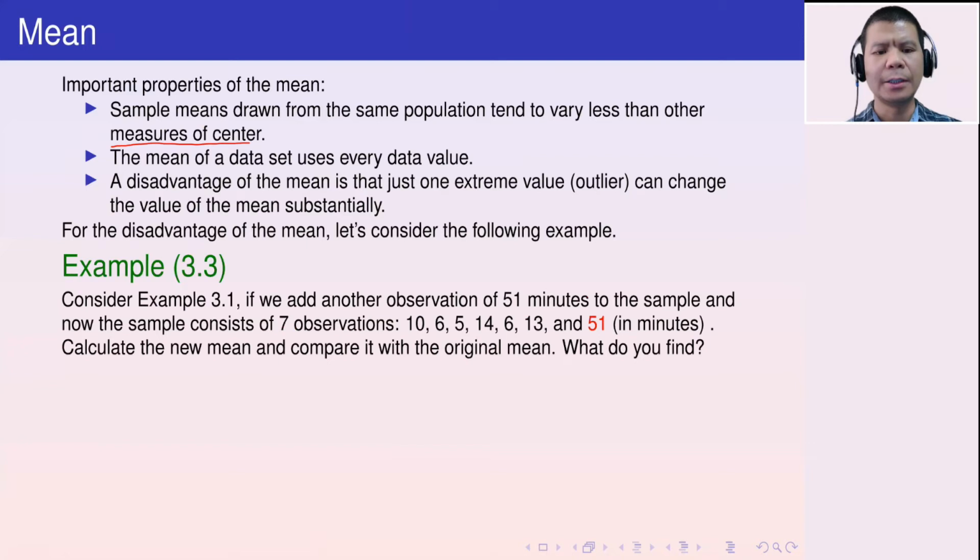Now, second is the mean of a data set uses every data value. Now this is because what? We are taking the summation, then divided by n. So every single value in the data set is used, right? So for instance, if we are trying to find the average grade on test 1 in a statistics class, in our statistics class, then what?